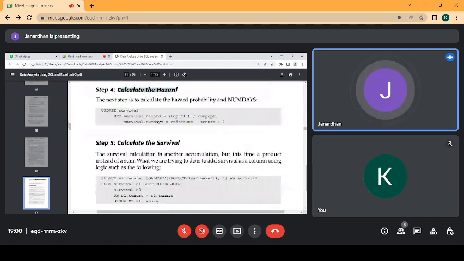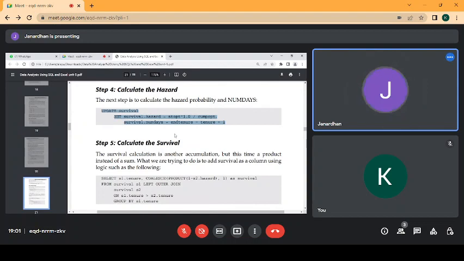Next one is to calculate the hazard. The next step to calculate the hazard probability and number of days is: update survival set survival dot hazard equal to STOPT divided by CEMPOPT, comma survival dot number of days equal to end tenure minus tenure plus 1.